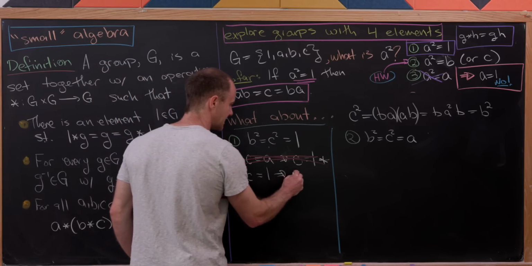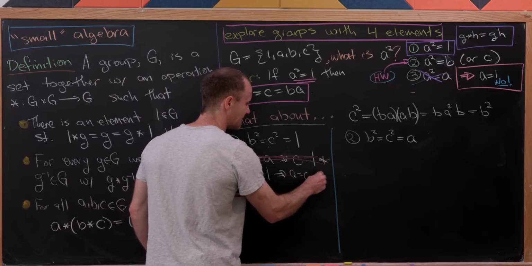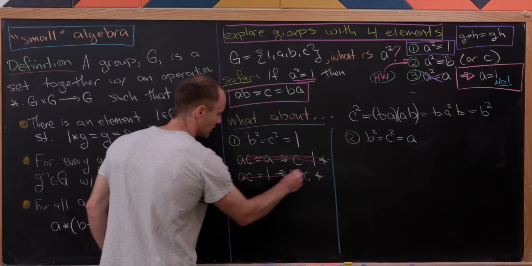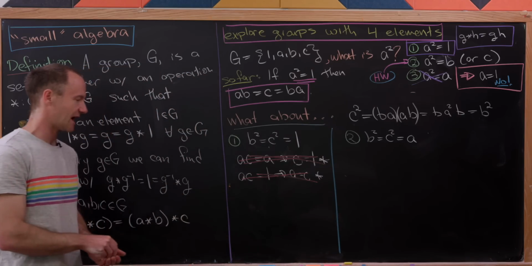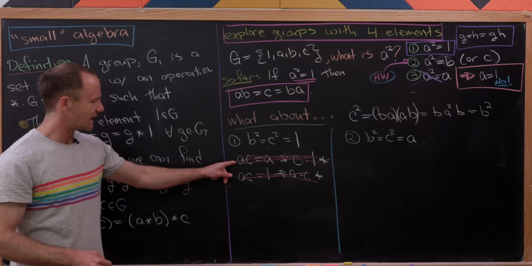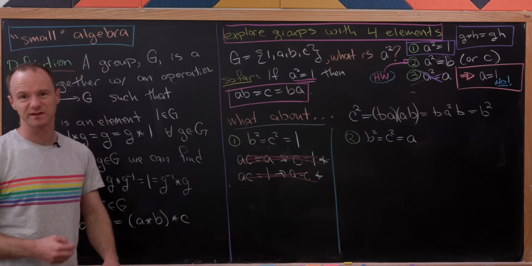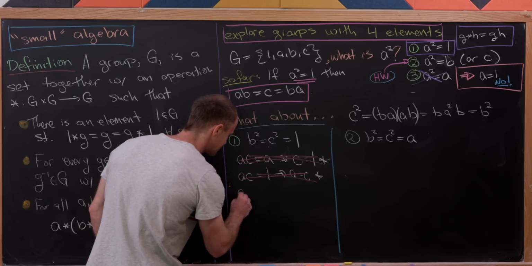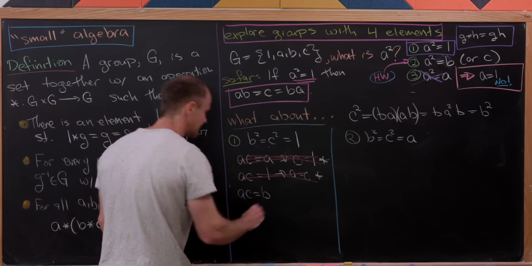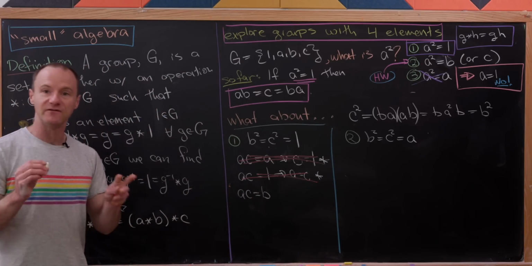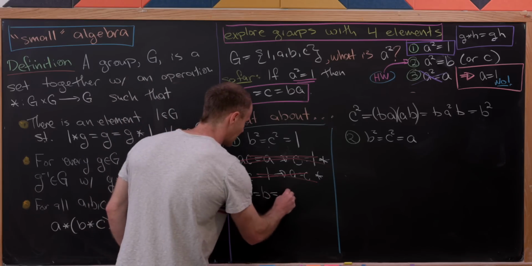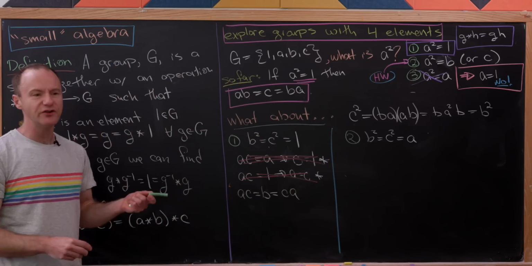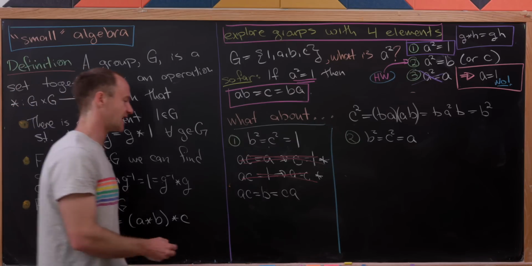But that means that a is equal to c. Again, that's not possible because we wouldn't have enough elements. So we cannot have that. And likewise, you can't have a times c equals c for a very similar reason. So that means we must have a times c equals b. And very similarly, that also has to be equal to c times a. You can get there with essentially the same argument.